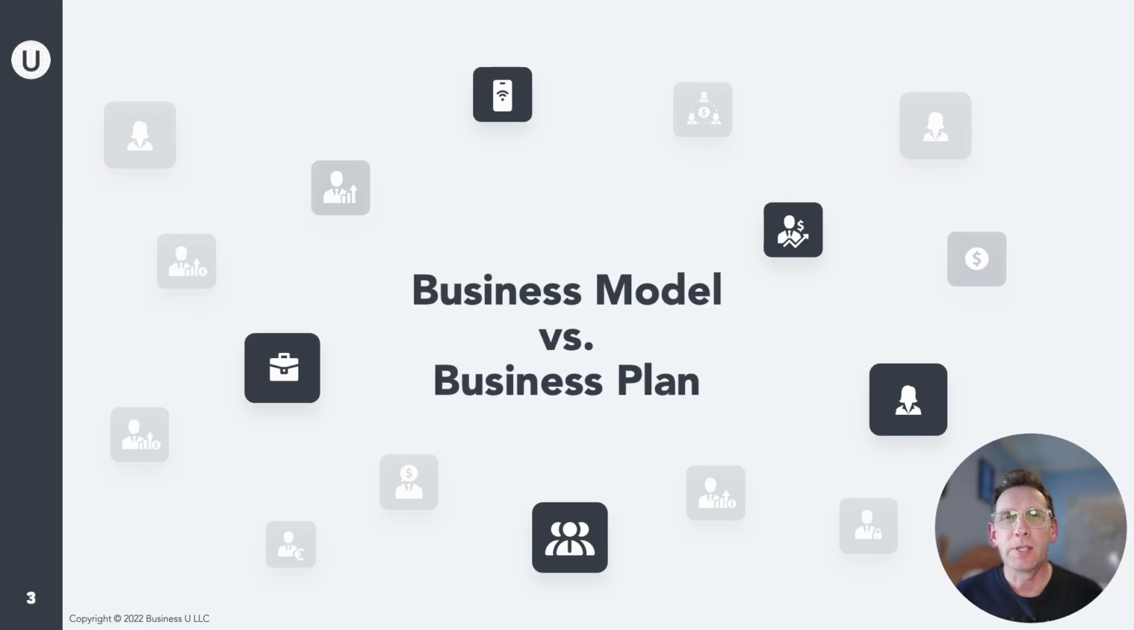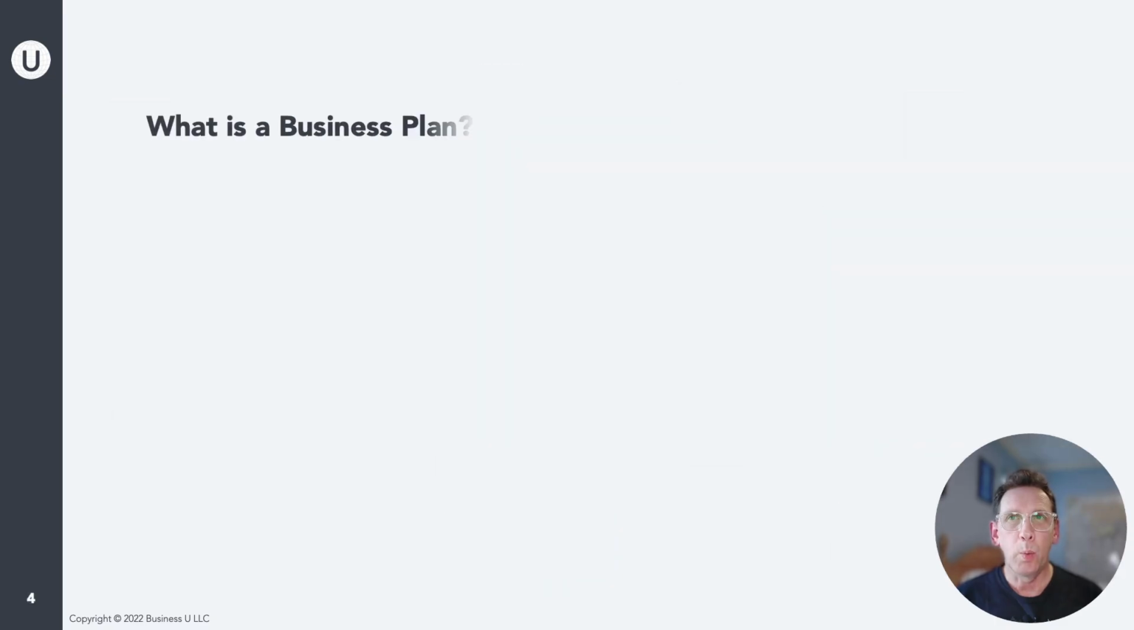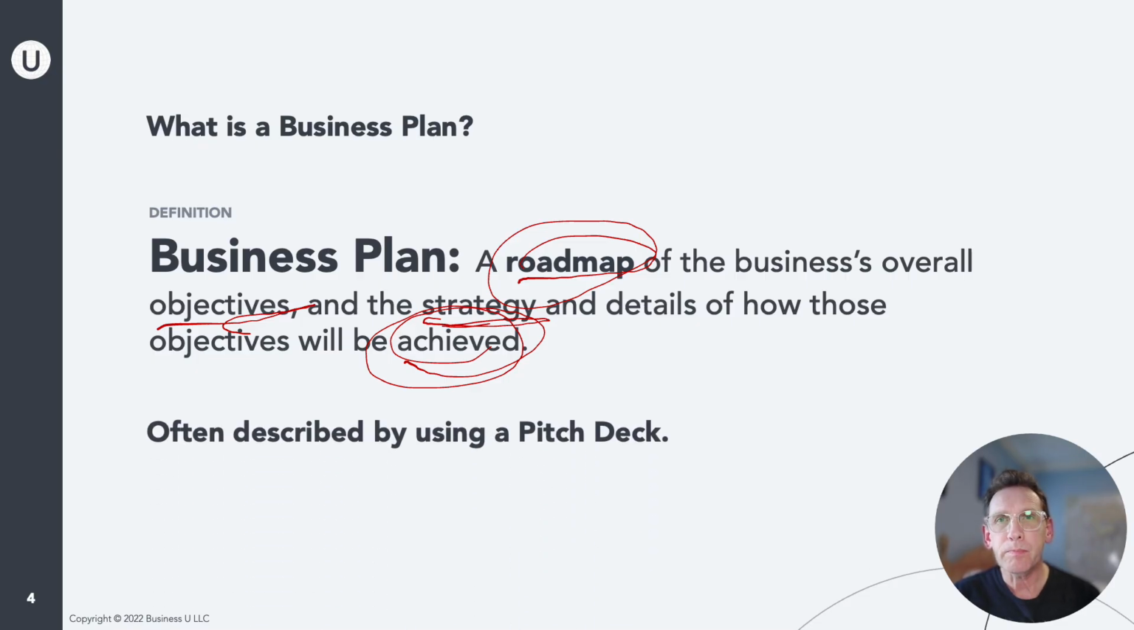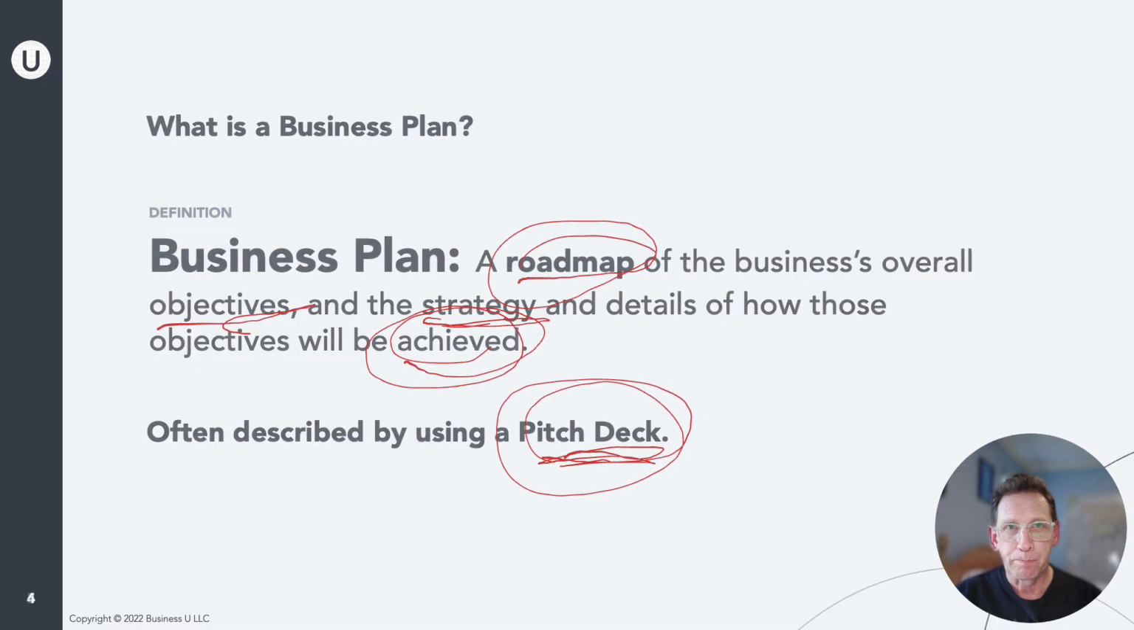So we're going to talk about the differences between a business model and a business plan, first off. So what is a business plan? Well, a business plan is a roadmap of your business's overall objectives and the strategy and details about how those objectives will be achieved. It is often described by using something that's called a pitch deck. When you're developing your business, when you're presenting your business to somebody, you're going to develop a pitch deck. Okay? Your business plan is part of that, is what is used to describe your business plan.